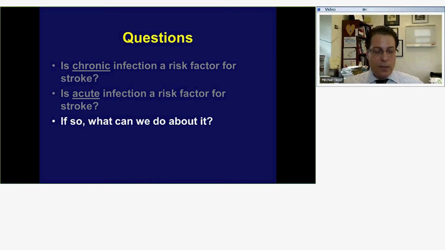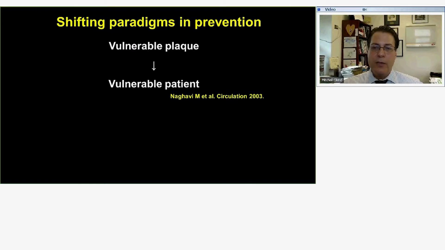So let me finally move on to my last point, which is, if infections do relate to stroke, what can we do about it? I'll just make a couple of comments on this, and maybe people will have additional thoughts about it. I would say that we could think of it as moving into a different paradigm about prevention. Initially, we often thought about the vulnerable plaque, and then we began to recognize that individuals probably had multiple plaques in different areas at the same time, even if one was the only symptomatic one.